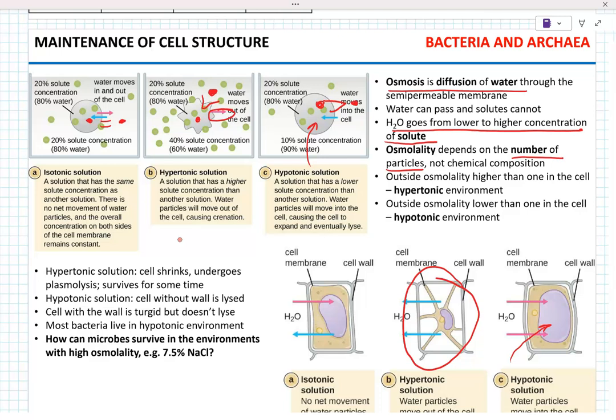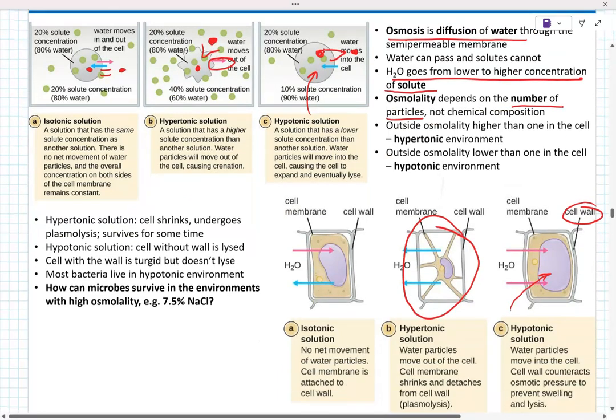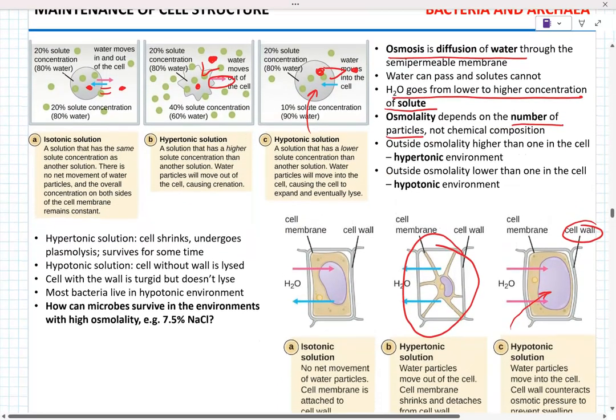In the case of many bacterial and fungal cells, it's not such a huge problem because they have cell walls which prevent bacteria or fungi from exploding. But what about protozoa that do not have a cell wall? They usually live in hypotonic environments.